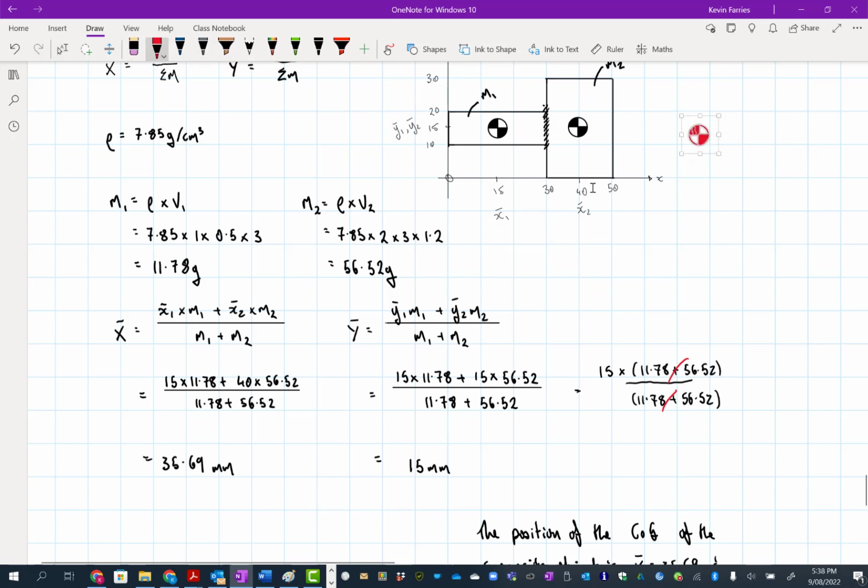So for the compound shape, the centroid's somewhere about here, actually. So it's about 36, isn't it? So it's about here somewhere, which is not far away from where I was guessing it would be. And so it looks like it's about right. Okay, that's that one. We'll get on with the next one.